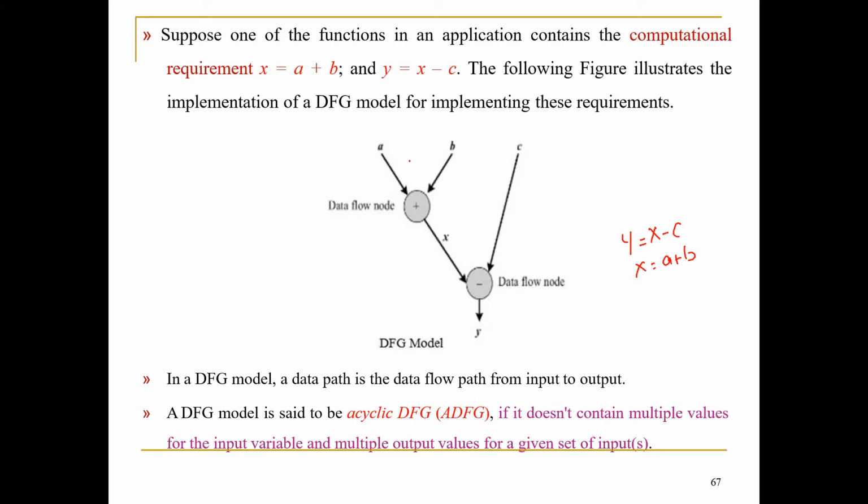You can call this an acyclic data flow model because there is no movement of data in both directions, or there are no multiple outputs generated from the data flow node. This is a normal sequence that you can write.